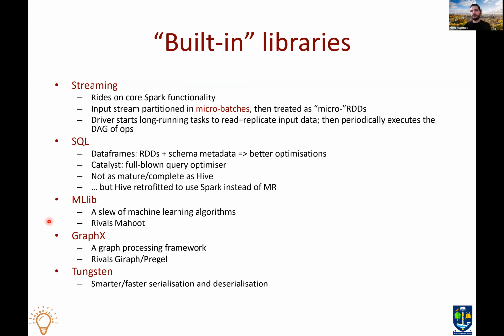There is a library for machine learning applications, machine learning algorithms. And MapReduce had one of these called Mahout, but Spark's MLlib is almost as complete and typically much faster than Mahout over MapReduce, over typical executors. There is a library for processing graphs. This tries to do typically the same thing that Giraph and Pregel do.